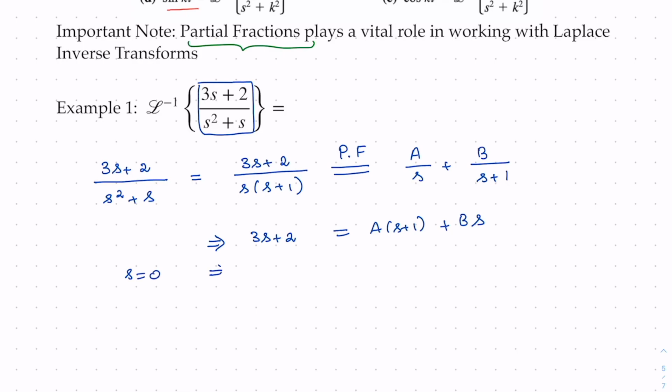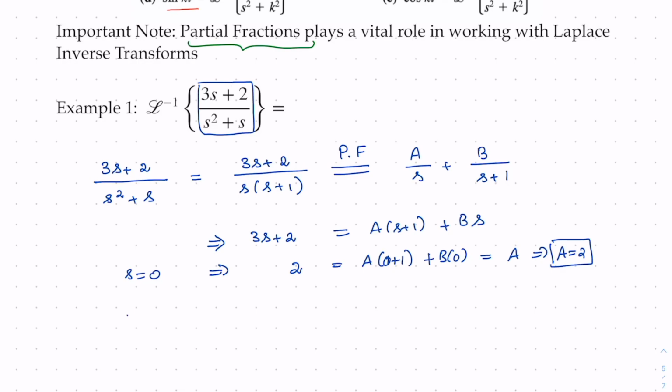When I plug in s equal to 0, the left hand side is simply going to be 2. The right hand side is going to be A times 0 plus 1 plus B times 0, and therefore the right hand side is simply going to be A plus B times 0, and that tells you right away your A is equal to 2.